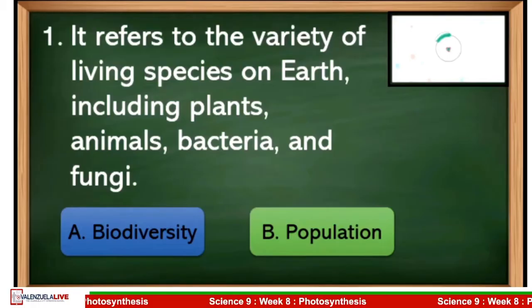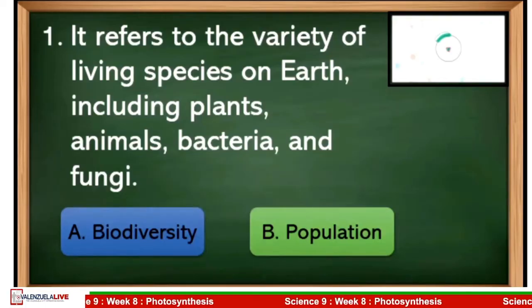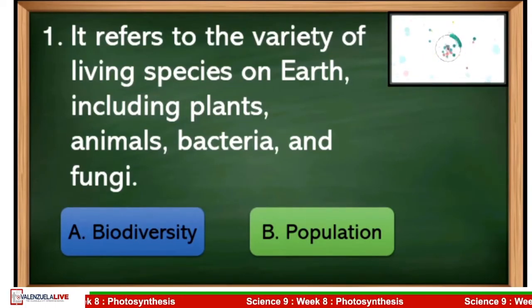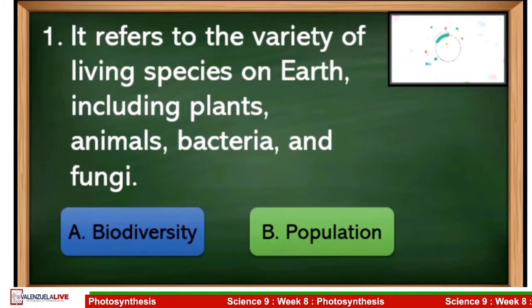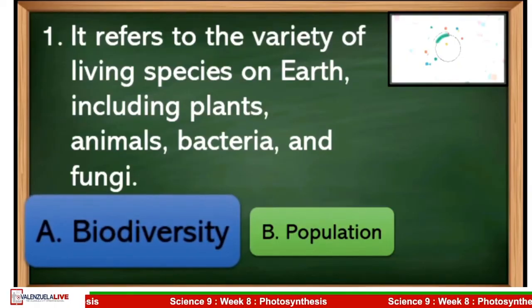This is number 1. It refers to the variety of living species on Earth, including plants, animals, bacteria, and fungi. Is it A, biodiversity, or B, population? Type your answers now. Time's up. The answer is A, biodiversity.